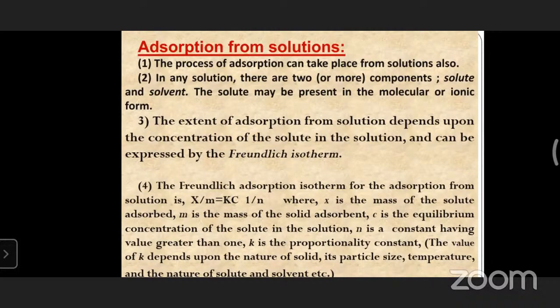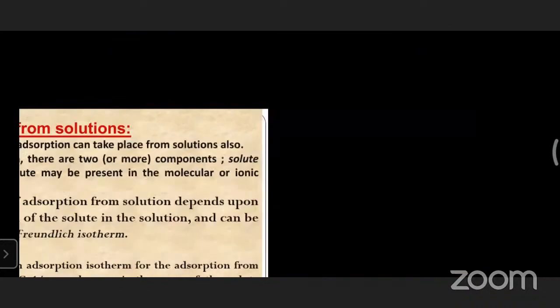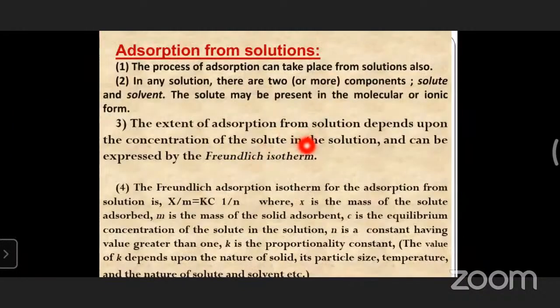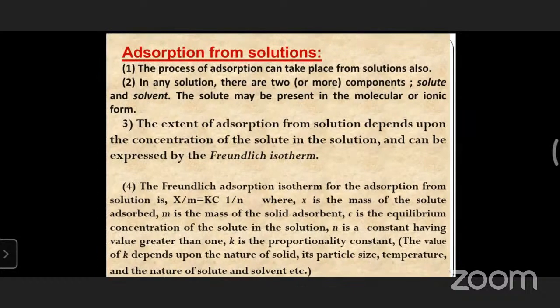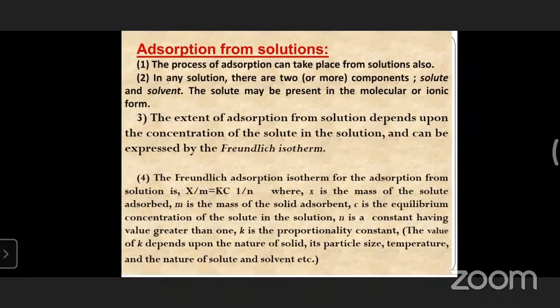So the extent of adsorption from the solution depends upon the concentration of the solute in the solution. You know very well that a solution contains both solvent and solute. On the pressure phenomenon, we got the equation that we know very well. Based on the concentration, we are getting a new equation: x by m is equals to k into c to the power 1 by n. So in place of pressure, we are considering concentration.